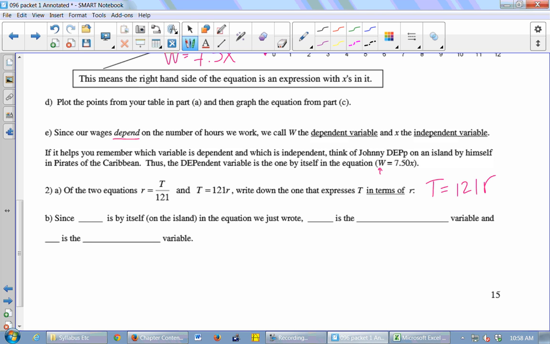Okay. And if we look at that equation, T equals 121R, which letter is by itself? T. Okay, so T is by itself on the island. So T is the which variable? Dependent. Dep, right? Dependent. So T is by itself on an island. It is the dependent variable. Okay. And R, my other variable, is the independent variable.